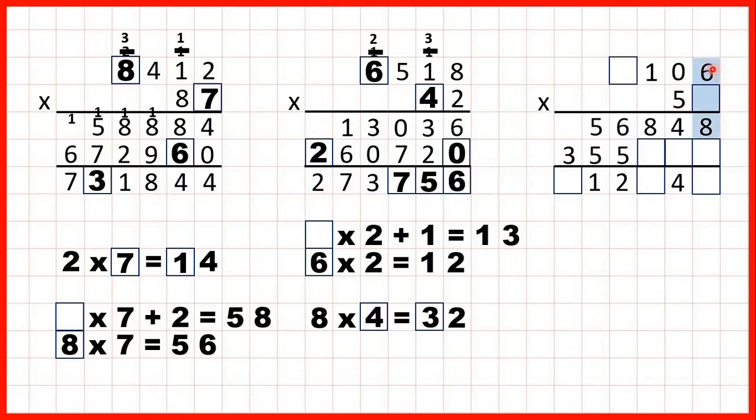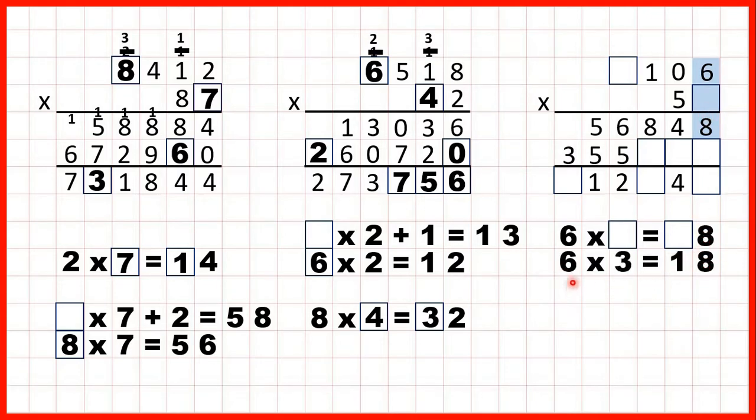Now here we have 6 times something, and we have an 8 as the last digit of our answer. They might have done 6 times 3 to get 18 and then carried the 1, or they might have done 6 times 8 to get 48 and then carried the 4. So let's just try one of these out.